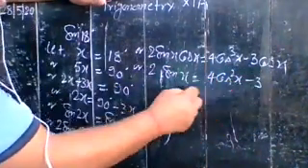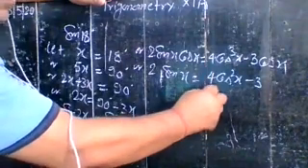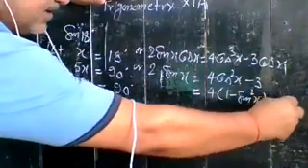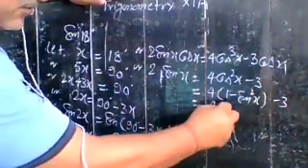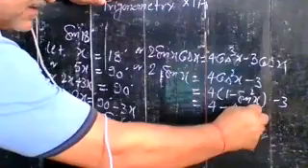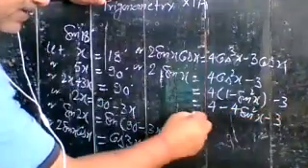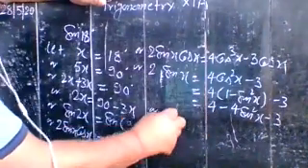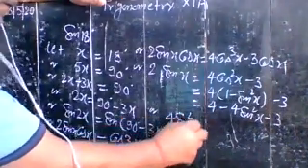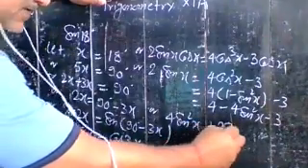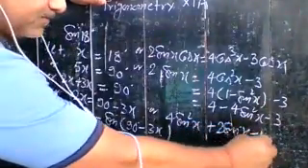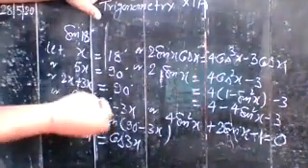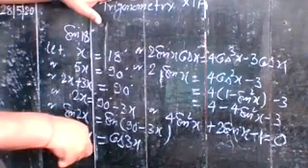Now this cos can be converted into sine. So 4 into 1 minus sine square x minus 3, or that is 4 minus 4 sine square x minus 3. Yes, form a quadratic equation in sine. So you can write 4 sine square x plus 2 sine x minus 1 is equal to 0. So in this way, here you form a quadratic equation of sine.